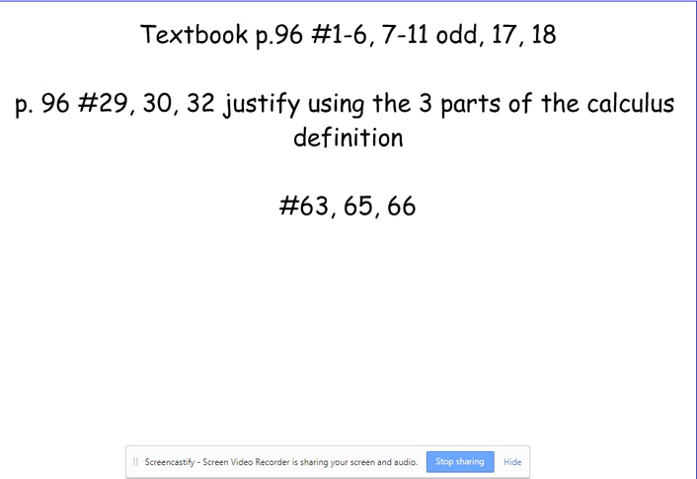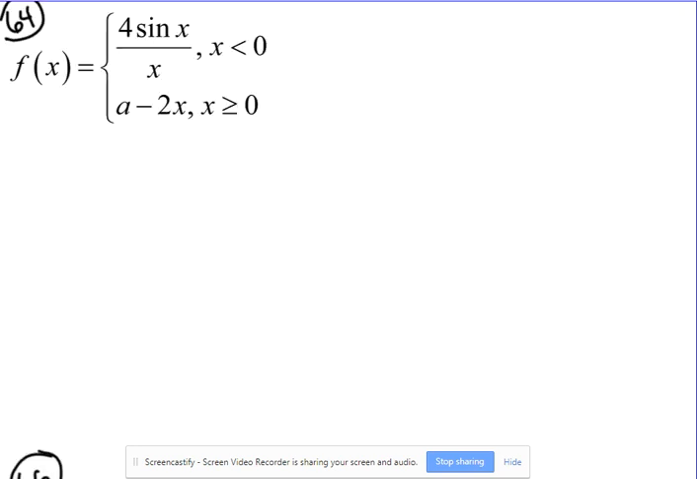All right, so here are the problems that you need to work on. In the textbook, you'll find the attachment. Let me show you a couple of examples that are like number 63, 65, and 66, because I can see there may be some issues. So that section asks you to take this piecewise function. I'm using number 64 for an example. Take the piecewise function and figure out, well, what value of a would make this function continuous?